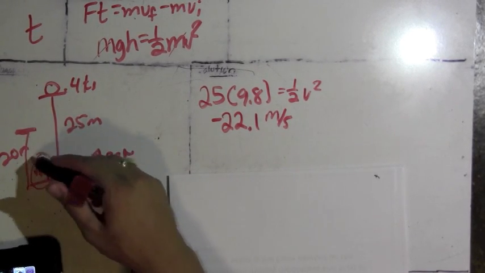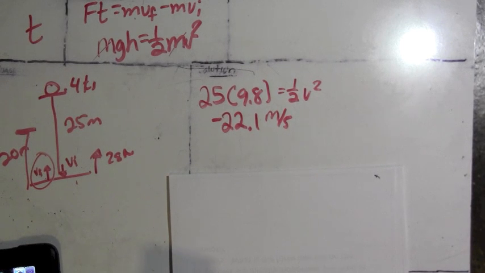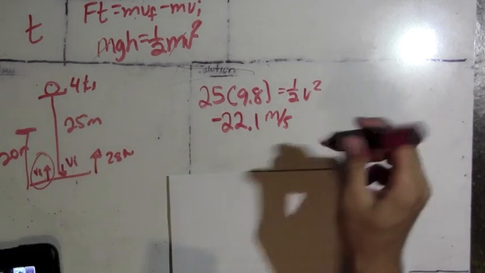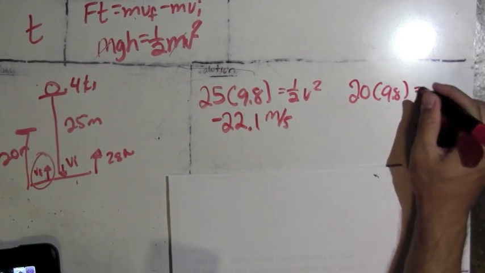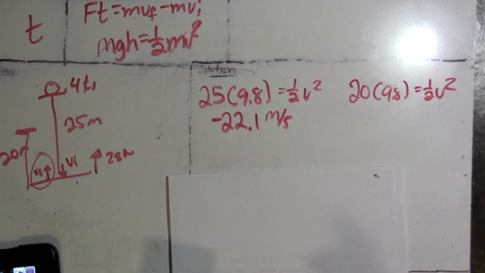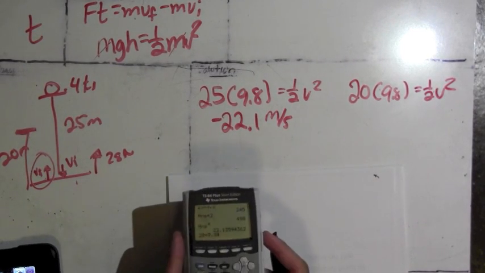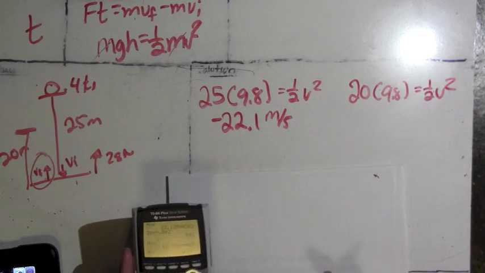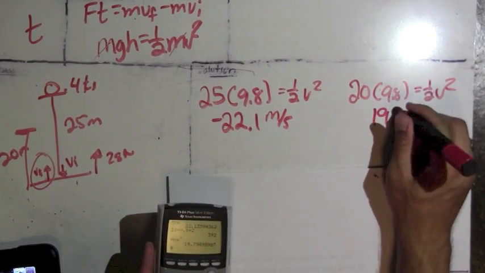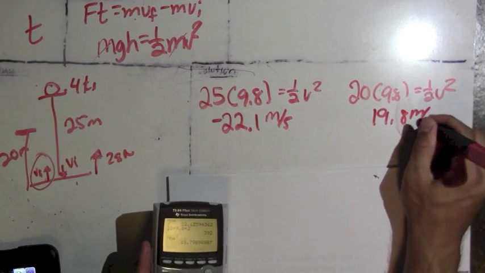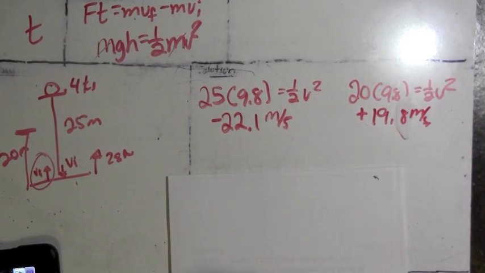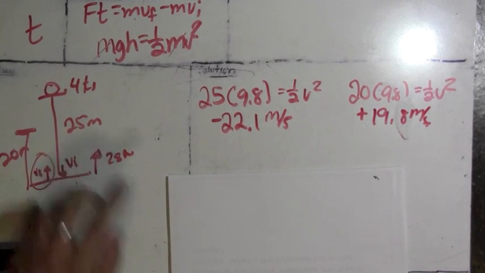Now I'm going to solve for the final velocity using the exact same method but in reverse. I have a potential energy that's 20 times 9.8 equals 1/2 velocity squared. So 20 times 9.8, take the square root, and you get a velocity of 19.8, we'll call it, meters per second. That is a positive velocity because it's moving upward.